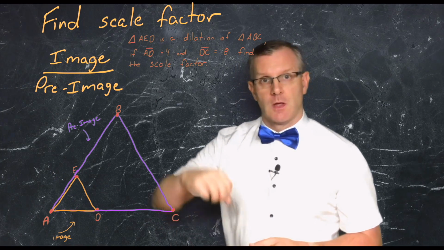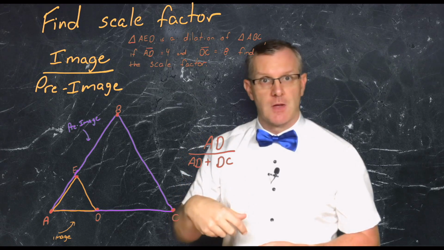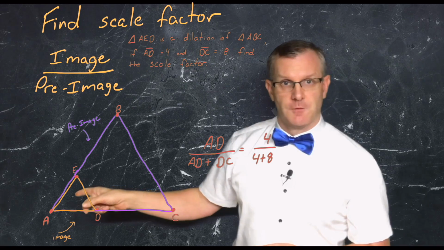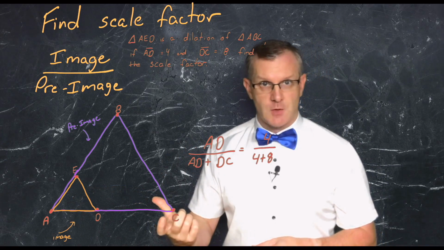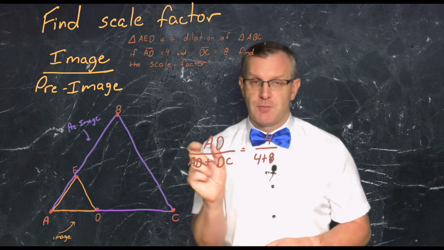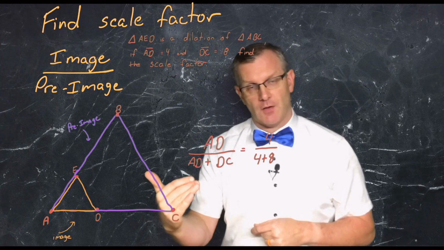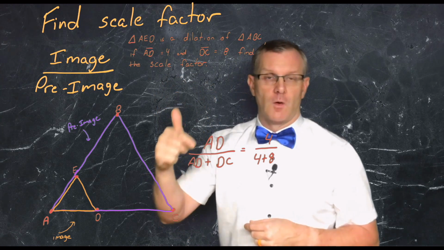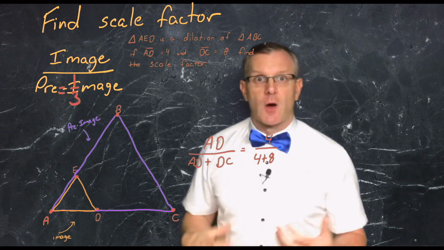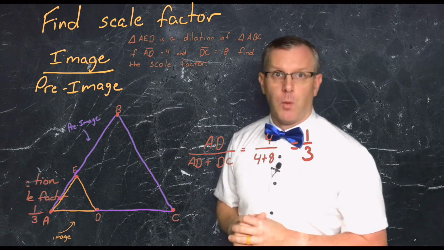Then we're going to do image over pre-image. For our image, we're looking at side length 4. For the pre-image, 4 plus 8, or our AD plus DC, adds up to 12. So 4 over 12 simplifies down to 1/3. So we've got a reduction by a factor of 1/3.